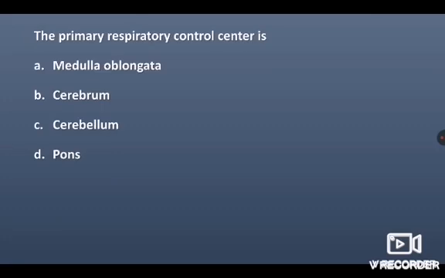The primary respiratory control center is: medulla oblongata, cerebrum, cerebellum, pons. And the answer is medulla oblongata.